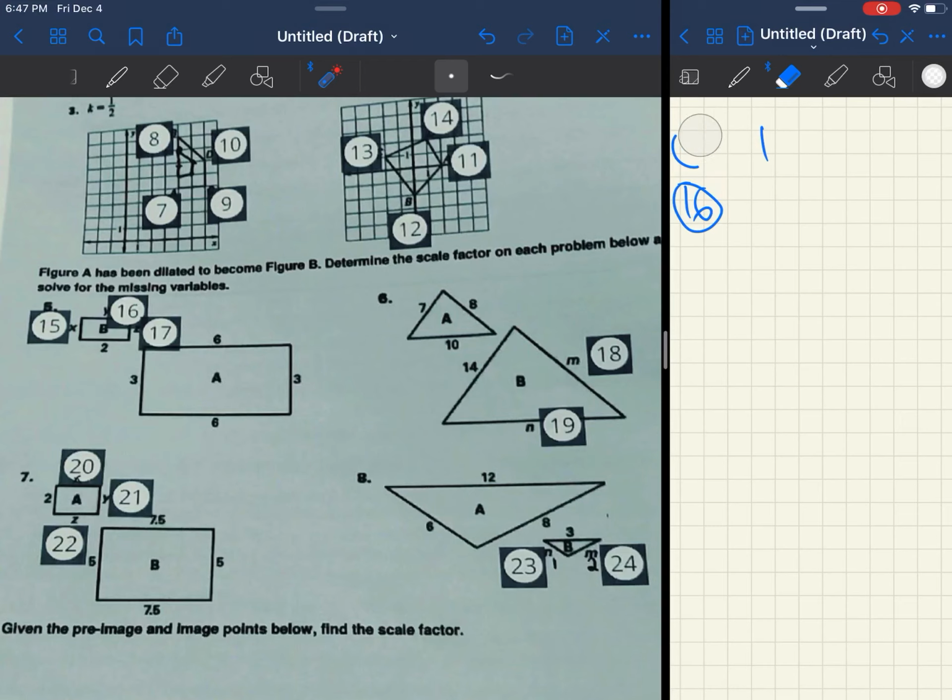Alright, so this is Mr. Walker. In this video, I'm going to continue working the problems I'm going to do from 15 to 24.